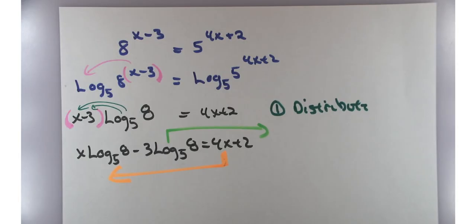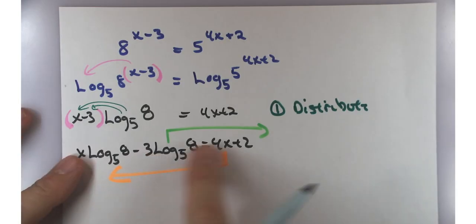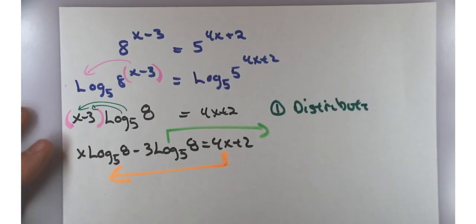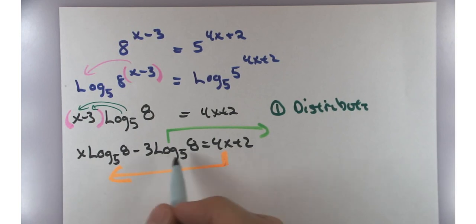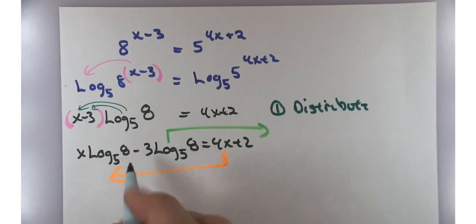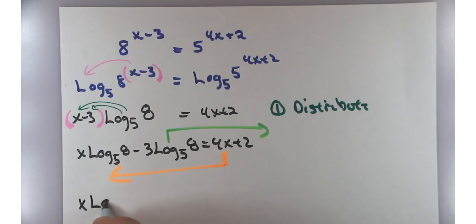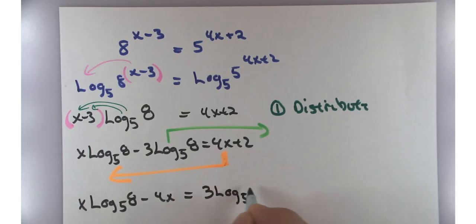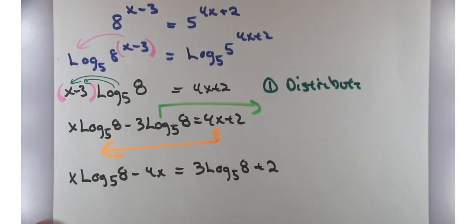The signs. All right. So if you're watching this at home later, try and pause the video and see what equation you're going to get when you move this to the right-hand side and this to the left-hand side. Maybe you guys here can try and race me as well. So I'm going to move that to the right, this to the left. I'll get x log base 5 of 8 minus 4x equals 3 log base 5 of 8 plus 2. Okay, looking good so far.